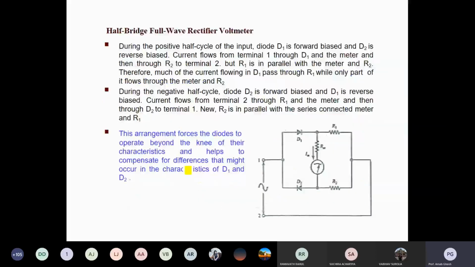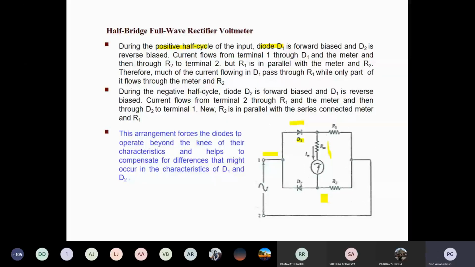For the third condition, it is known as the half bridge full wave rectifier voltmeter. In that case, you can understand that during the positive half cycle, the input diode D1 will be forward biased. So current will be flowing in this path, coming like that, then through the meter path. Then it will be coming back to the forward wire, and D2 will be reverse biased.